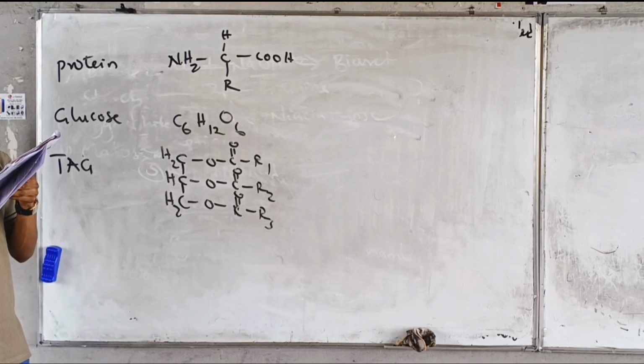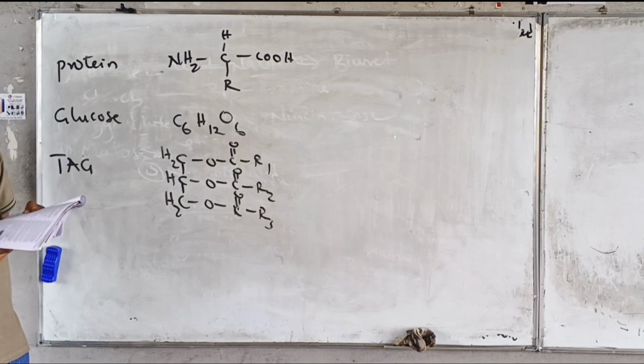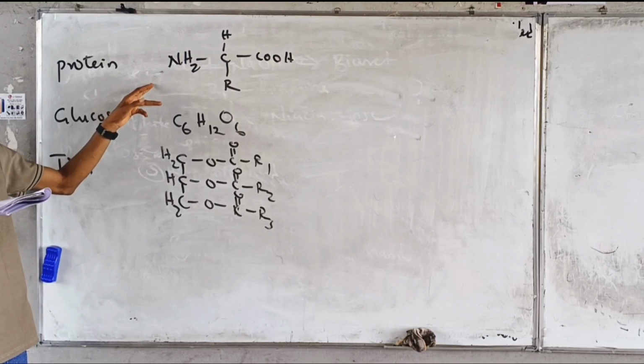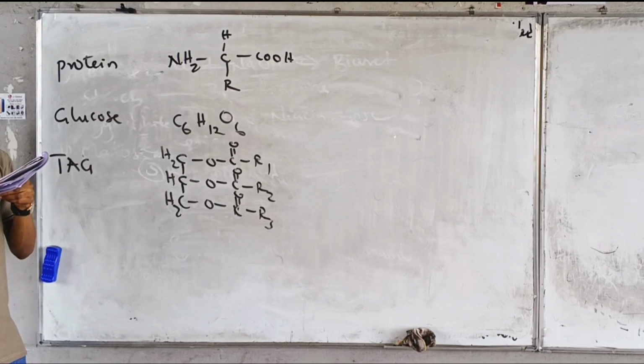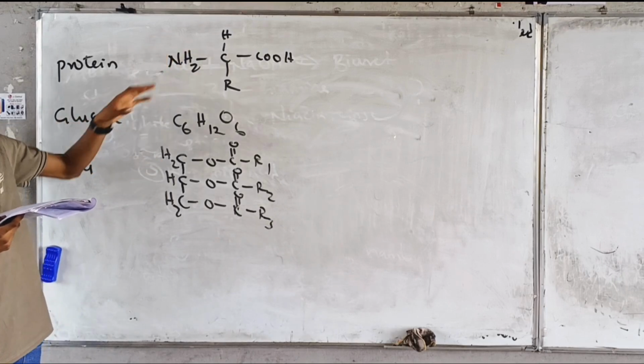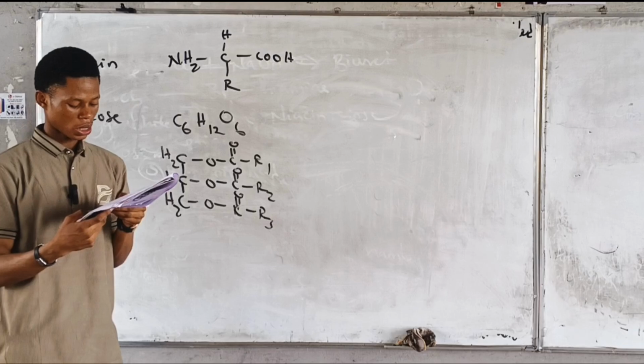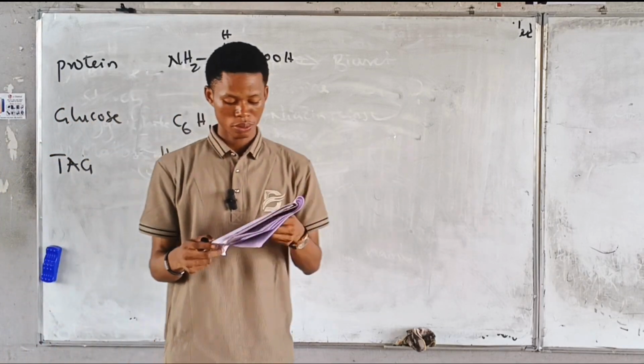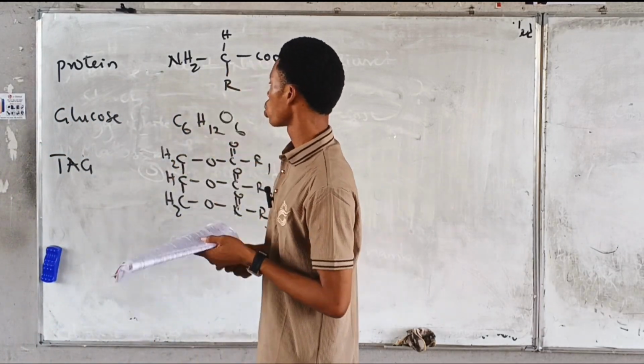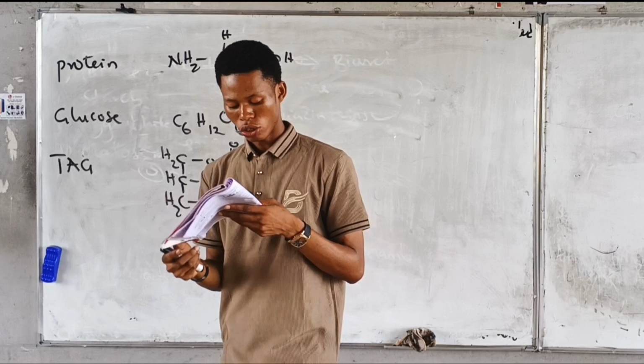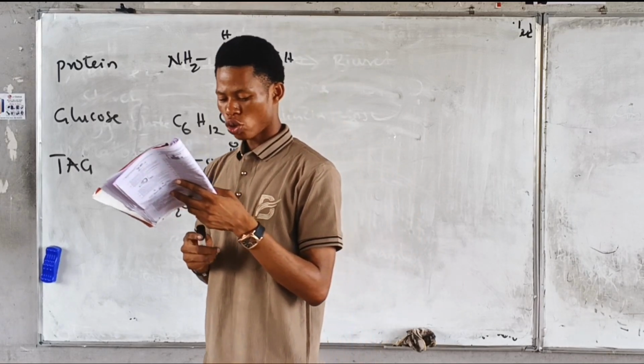Hydrogen. Because option A says hydrogen, B says sulfur. Some proteins have sulfur, actually. C says nitrogen. Nitrogen is only here. D says phosphorus. No. So the answer to that question is hydrogen. Good. Next question.